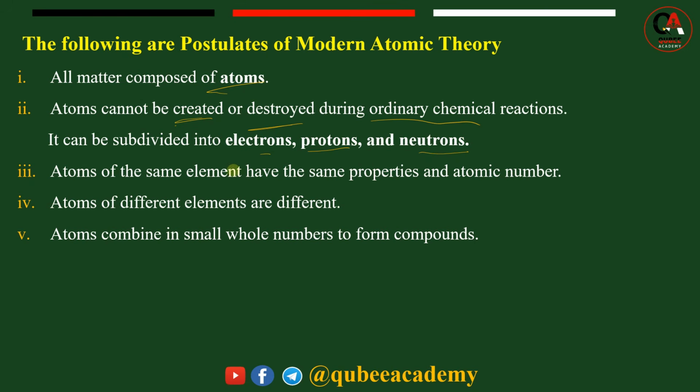So, the next theory, modern atomic theory, states that atoms of the same element have the same property and atomic number. Atomic number will be similar. For example, at the beginning we mentioned that a given element has its own atoms. Such atoms have the same property as well as the same atomic number.